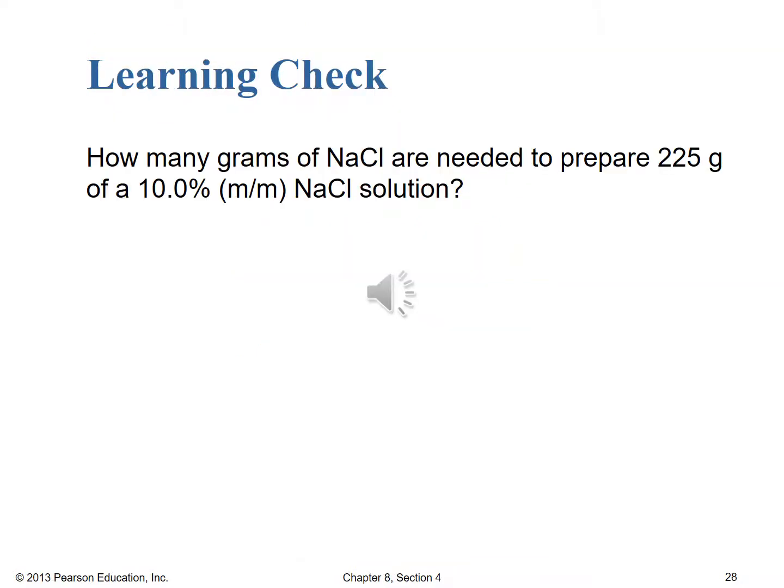Okay, so in this particular learning check, you are asked how many grams of NaCl are needed to prepare 225 grams of a 10.0 mass per mass NaCl solution. So go ahead, apply our guide that we just discussed, and pause the video here while you work this problem. And when you're all set to check your work, start us back up. Hopefully we end at the same correct answer. Good luck.